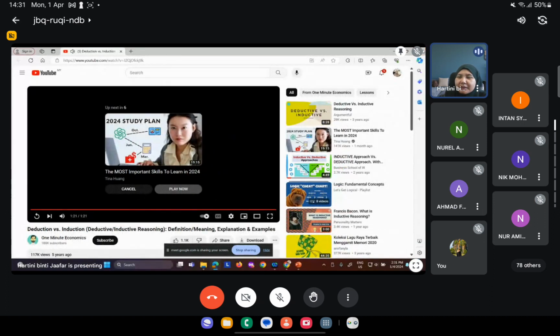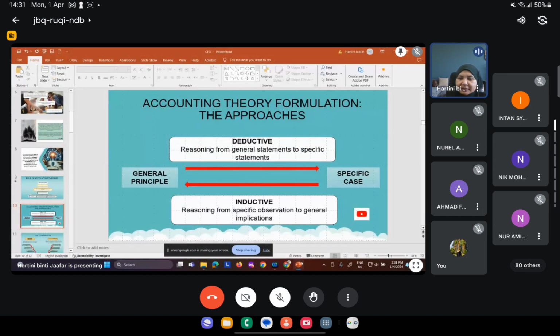Okay, buat lawak pula. Dia mengatakan dia punya cousin kena abduct dengan alien.